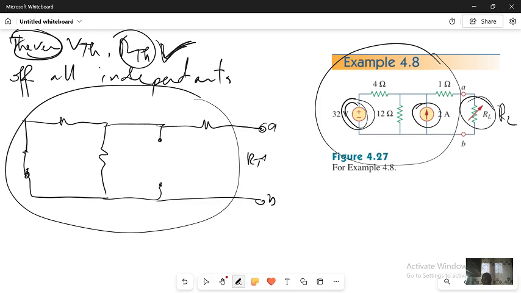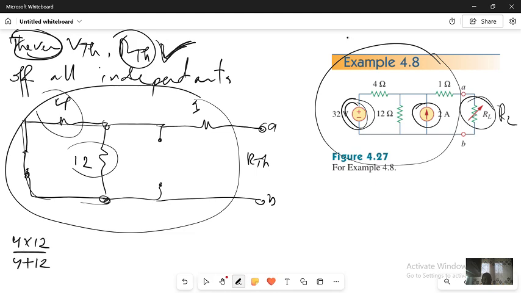To determine RTH, I have to determine the equivalent resistor. I have 4 here, 12 here, and 1 here. We saw in the previous video how to determine equivalent resistance. This one and this one are parallel, because they share the same node. So I will have 4 multiplied by 12 divided by 4 plus 12. This equivalent resistor is going to be in series with this one.